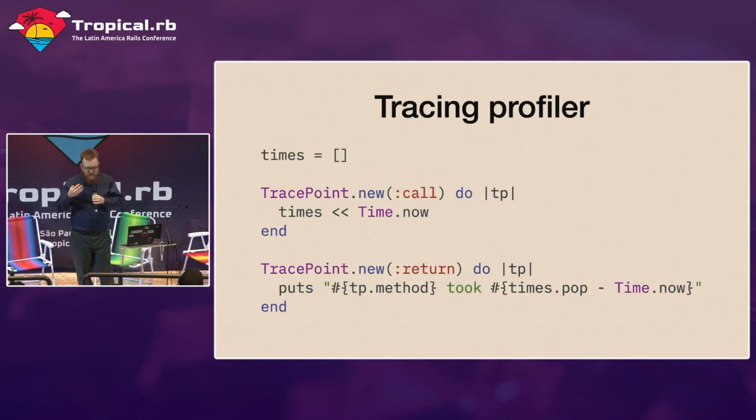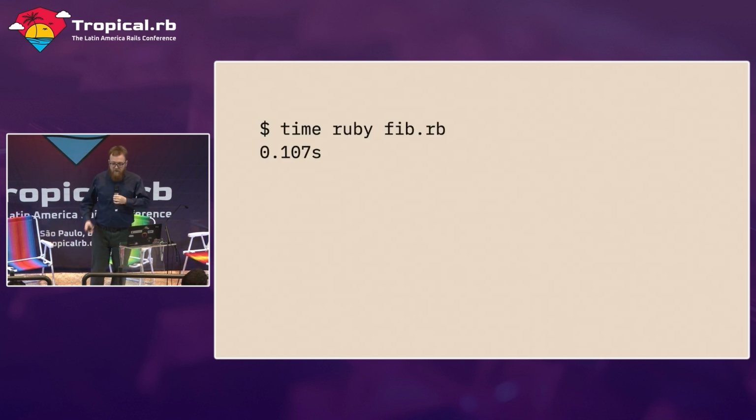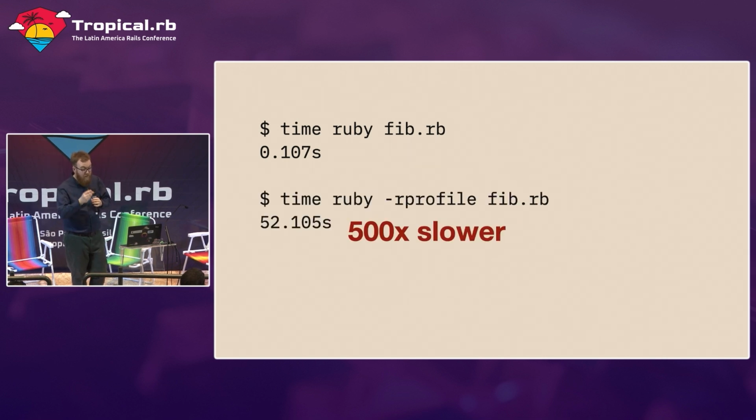So the most intuitive kind of profiler you can make is a tracing profiler. You can have a callback when the method is entered using the tracepoint API, and another callback when it returns. And then you can measure the difference in time and figure out how long it took. This is the Ruby shipped until I think the last version with a profiler like this called Tropical.rb. And you can run it, it's very convenient, but it makes your program 500 times slower. Or at least this program.